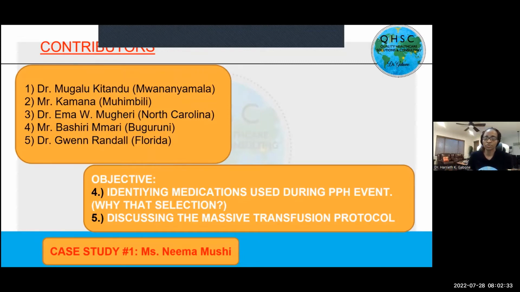Dr. Gwen, anything about the massive transfusion, just in case those medications are not working, what can we do with a massive transfusion from your experience? In terms of protocols? Yes.